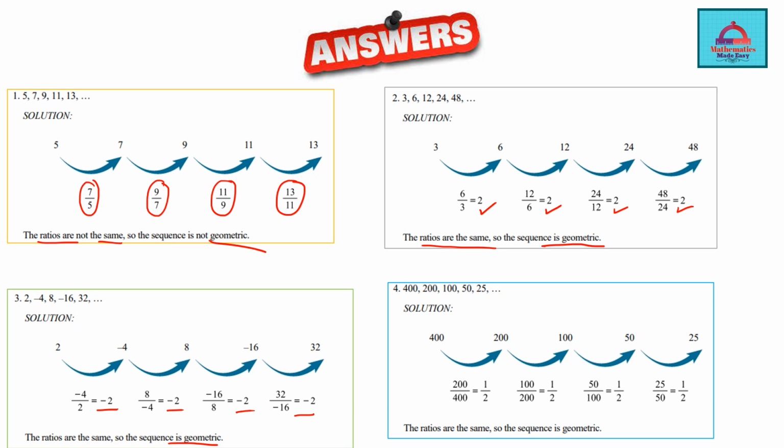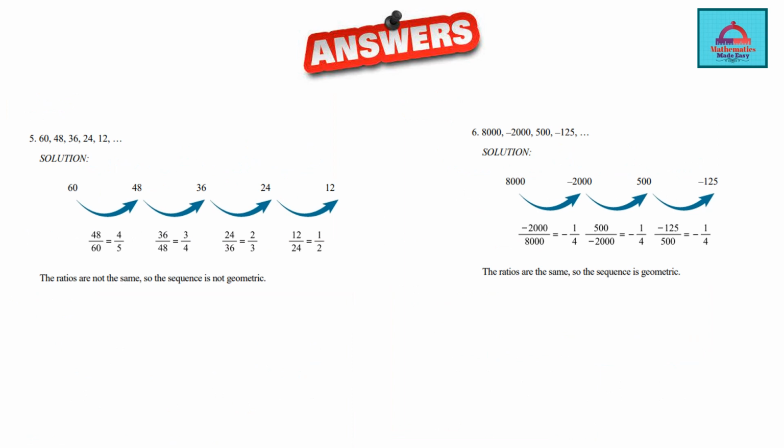Next one, 400, 200, 100, 50 and 25. Here also you divide the terms: 200 divided by 400, 100 divided by 200, 50 divided by 100 and 25 divided by 50. So all the ratios are the same, equal to 1 by 2. So since the ratios are the same, the sequence is geometric. In a similar way, you can find the common ratio for question 5. All of them are different since they are not the same. The sequence is not geometric. And for the next one, the ratio is the same, so it is a geometric sequence.